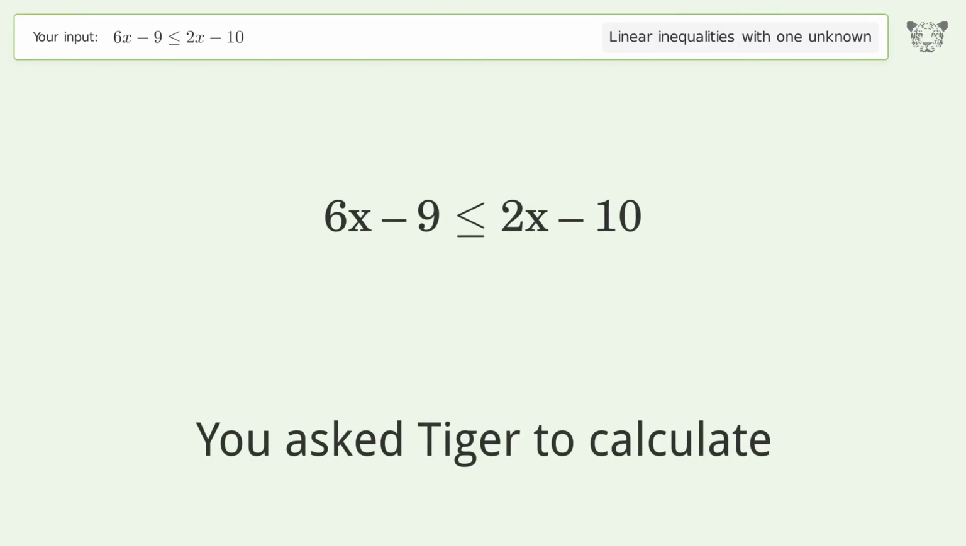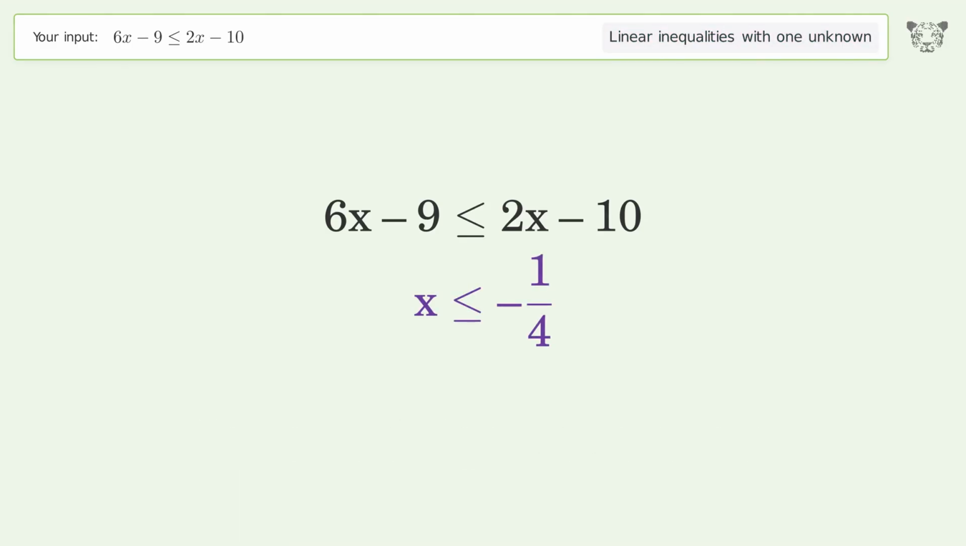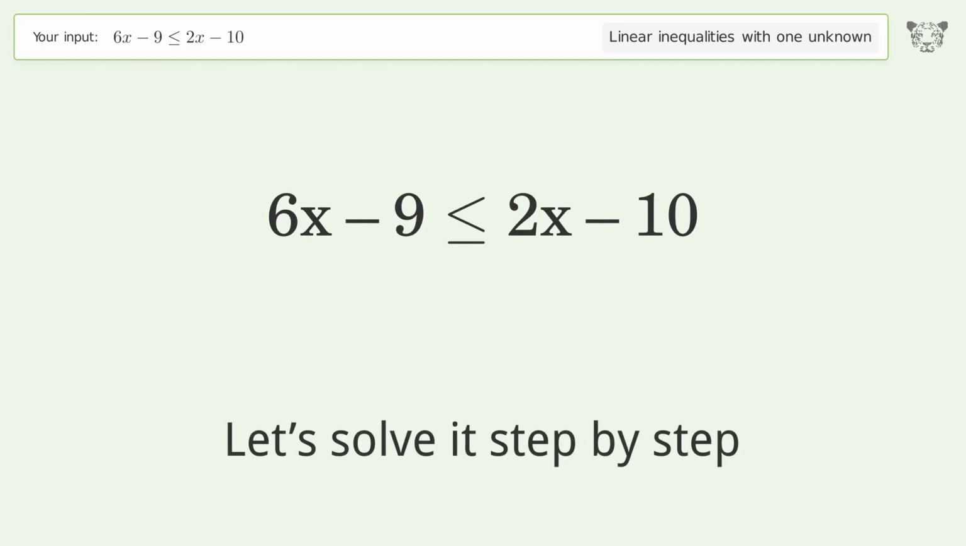You ask Tiger to calculate. This deals with linear inequalities with one unknown. The final result is x equal or smaller than -1/4. Let's solve it step by step.